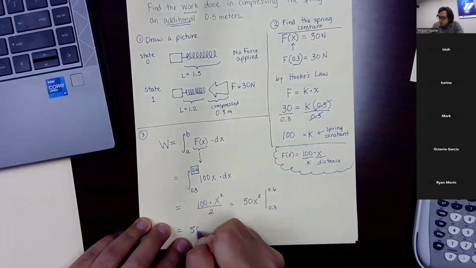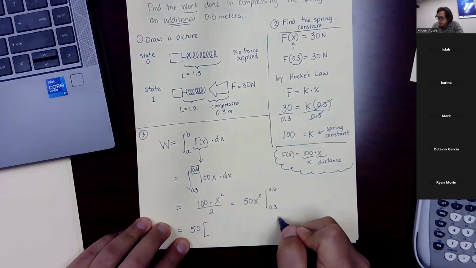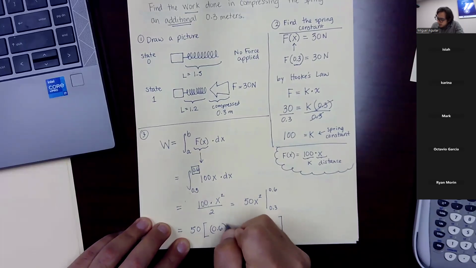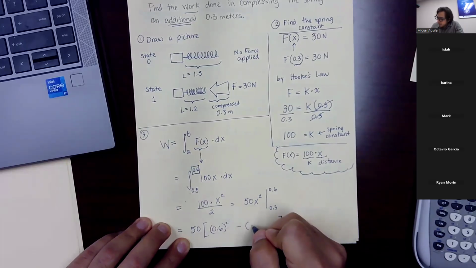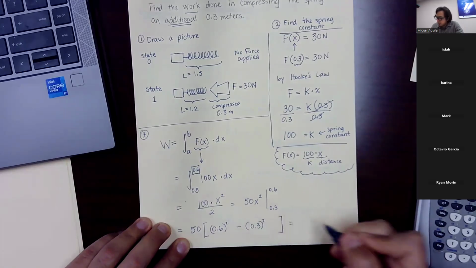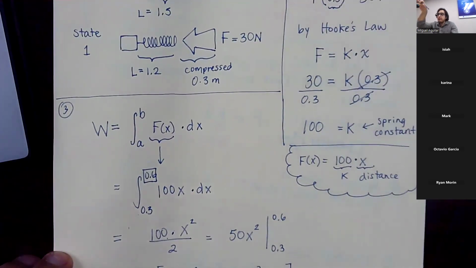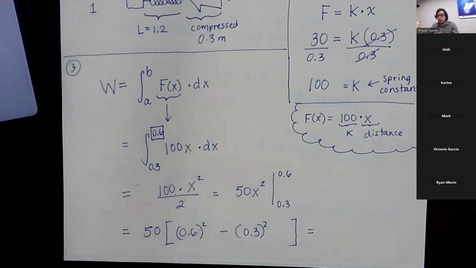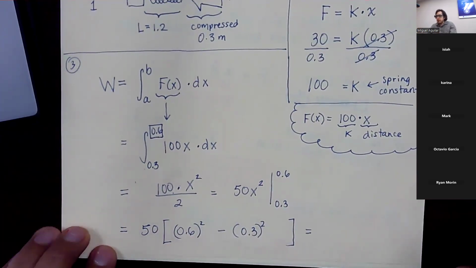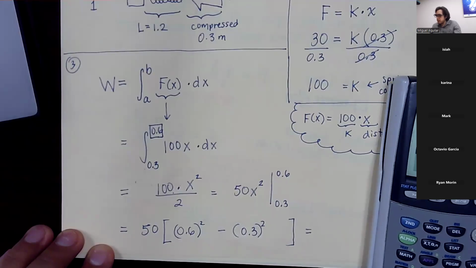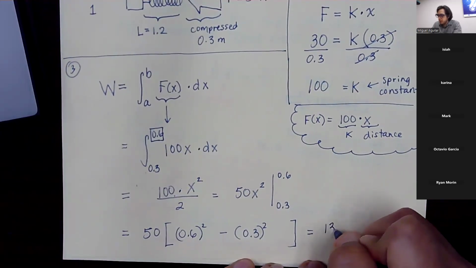So we're just going to have 50, and we'll start with 0.6 squared minus 0.3 squared, like so. And then we just need to throw that in the calculator and figure it out, right? So that's just going to be what? 0.6 squared minus 0.3 squared times 50. I'm getting 13.5.